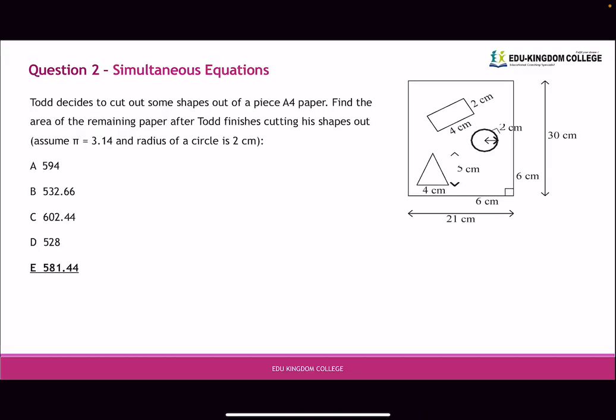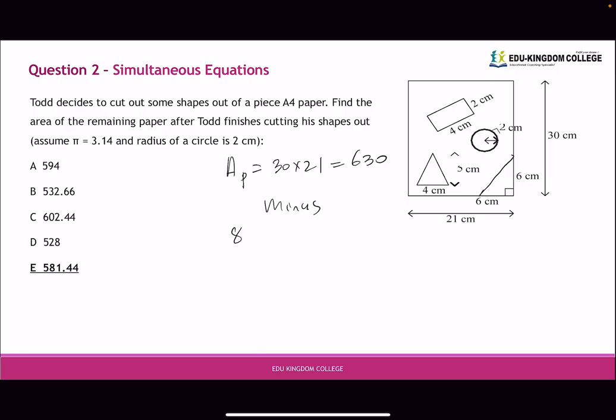So we have a piece of paper here. When we cut out shapes, I believe there should be another triangle, something like that. Let's find the area of the paper first. So the area of the paper is 30 times 21, which equals 630. Then minus the area of the rectangle, which is 4 times 2, or 8.